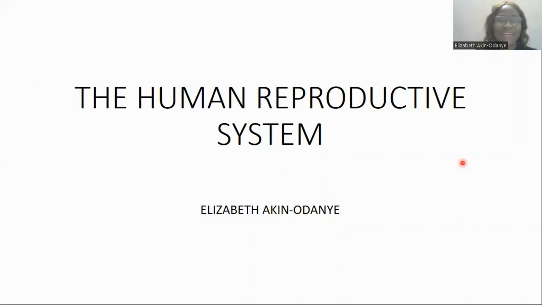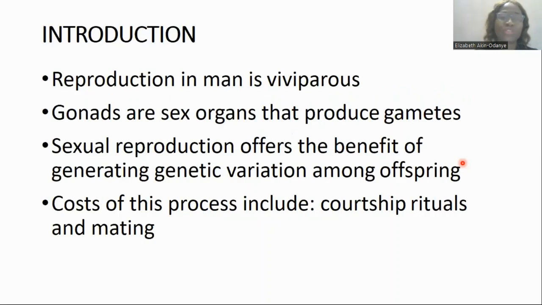Good day. Today, we'll be talking about the human reproductive system. The ability to reproduce, as we all know, is one of the unifying characteristics of all living things. And so today, we'll just be looking at some of the structures of the male and the female reproductive system.